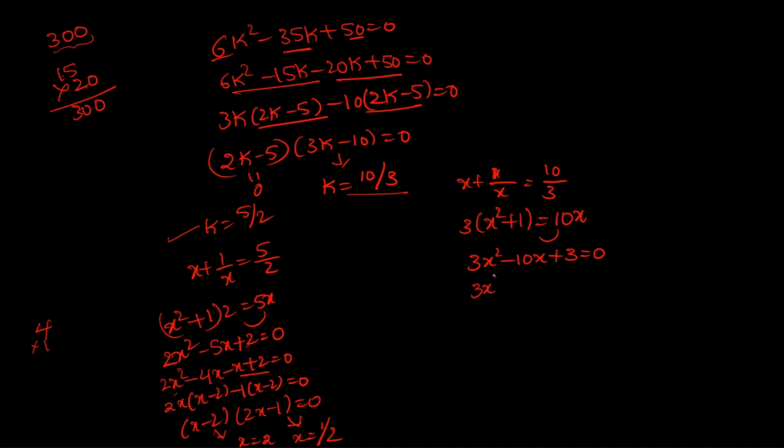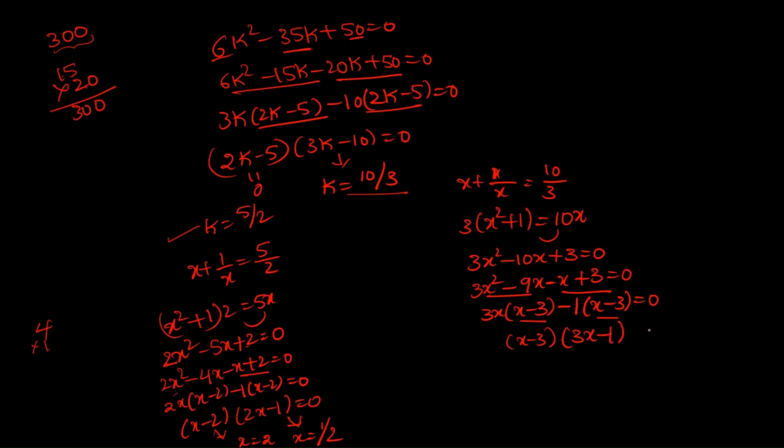Then we will write it as 3x squared minus 9x minus x plus 3 equal to 0. Take 3x common here. That leaves x minus 3. Take 1 common here, minus 1. That is x minus 3 equal to 0. Now we'll take x minus 3 as common. That leaves x minus 3 into 3x minus 1 equal to 0. When we equate this to 0, this leaves x is equal to 3. On equating this to 0, we'll get x equal to 1 upon 3.